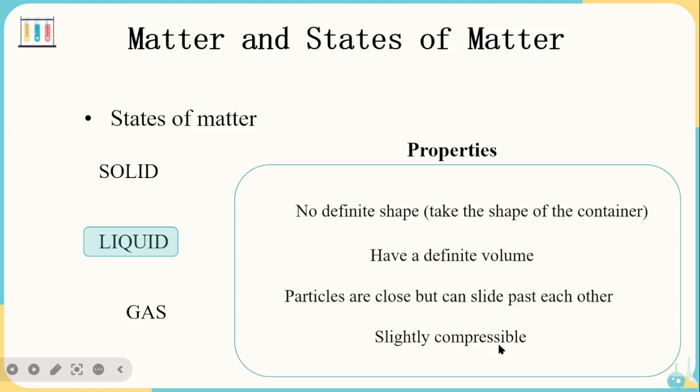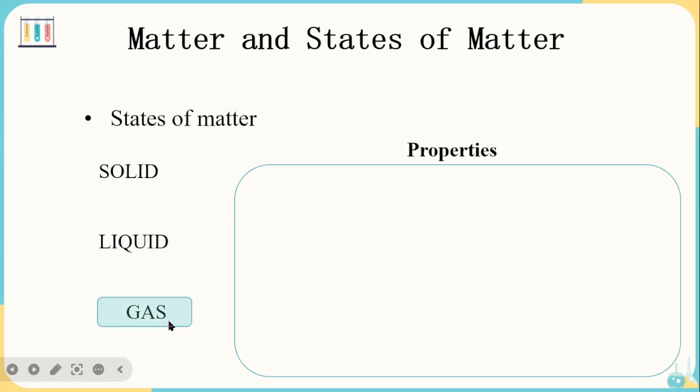Take an example of water. You can put your hands in water, right? Because it is easy to compress. So liquid particles have no definite shape, they have a definite volume, and particles are close but can slide past each other, meaning they have a bit of space, a bit of distance between them. You understand, right? So let's look at some gas properties.